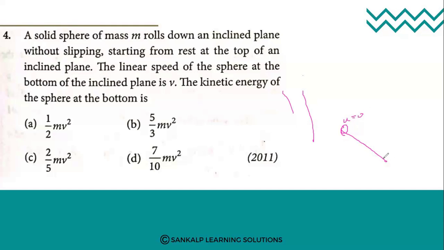So the linear speed at the bottom. At the bottom, what is the linear speed they are asking? The kinetic energy of the sphere at the bottom is... Okay. So at the bottom, the linear speed is given as v. They are not asking, they are saying it as v. Initially it is 0. At the end it is v. Then what about the value of the kinetic energy? Okay, we need to calculate the kinetic energy here.